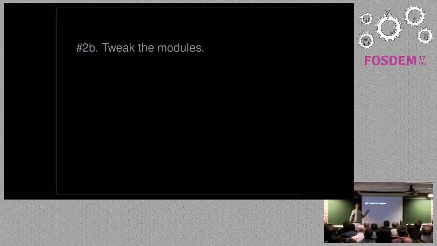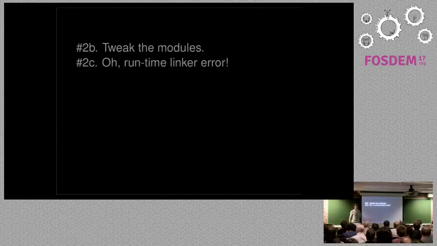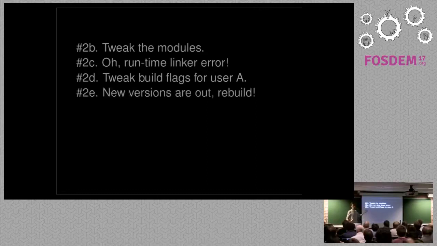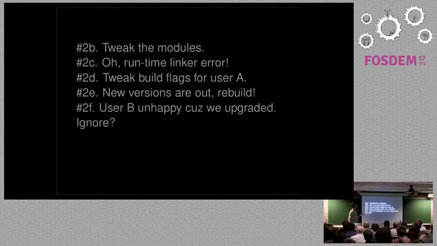So they first need to tweak the modules until it kind of works, and then it's like, oh wait, there's a runtime linker error. I cannot run this command. I get an undefined reference error or something, and so they tweak things again. And some user complained that this particular piece of software needs to be compiled with different flags. So they tweak that module, and then new versions are out, so they need to rebuild everything. And then some user is unhappy, like you have a deadline for a paper submission, and just before the deadline, they decide to upgrade everything and to remove the old versions. And you're like, wow, I'm screwed.